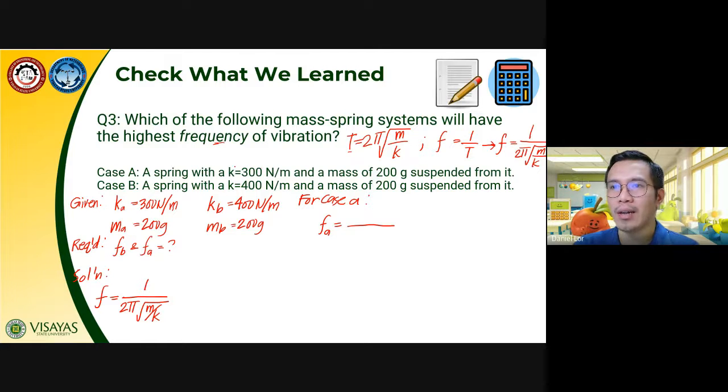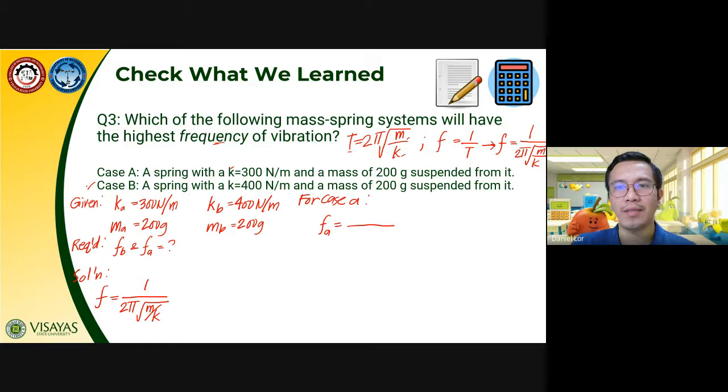Since ang atong given diri are the variables k and the mass m, sa atong formula m and k, same ra sila og mass ang duha cases, tama? Ang nagkalahi lang nila is ang spring constant nga k. If ang atong pangitaon is ang mas gamay nga period T, so meaning kinahanglan ang k nimo is mas dako. So ang mas dako nga spring constant will give us the lower period and will give us the higher frequency. So therefore, ang case B ang ato kinahanglan nga mahimong answer.